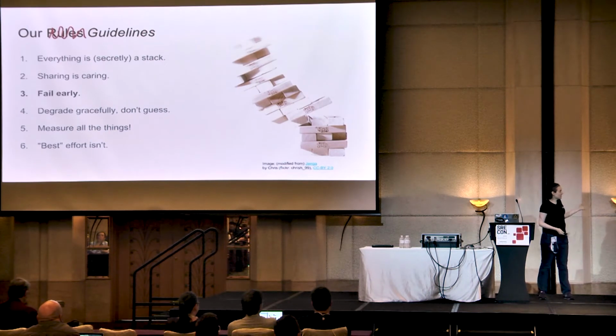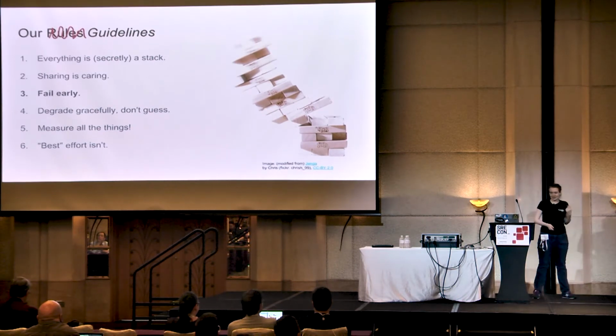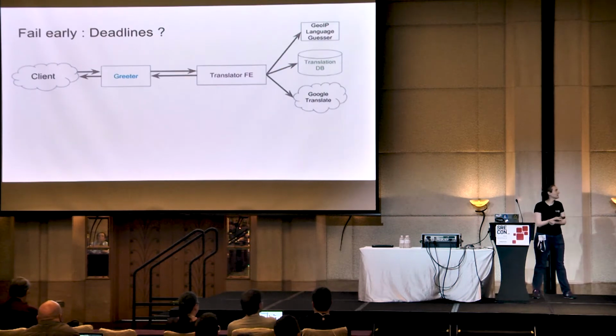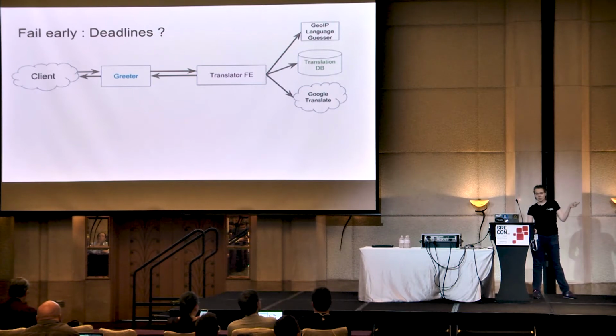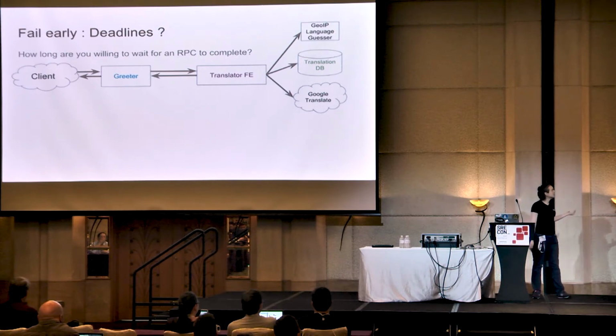And one of the odd things about making things reliable is the first answer to making it reliable is actually to fail early, which sounds counterintuitive, but let's walk through that and talk about it. So we now have our example that we've had from before with the greeter, the translator, and the backends. We should talk about deadlines. So this is how we're going to know how long we're willing to wait. How long are we willing to wait for the RPC to get back?